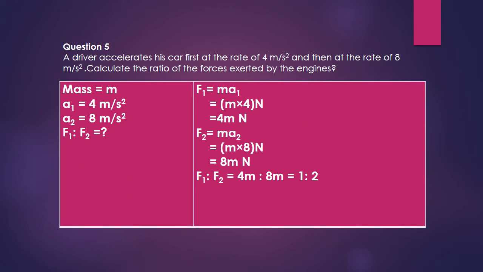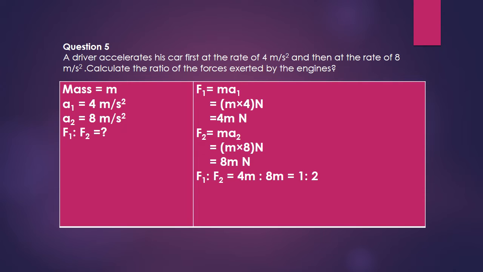So the fifth question: a driver accelerates his car first at the rate of 4 meter per second square and then at the rate of 8 meter per second square. Calculate the ratio of the forces exerted by the engines.